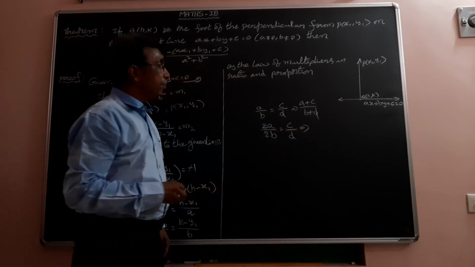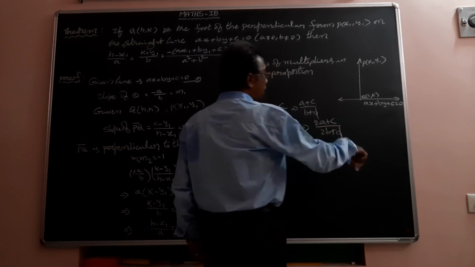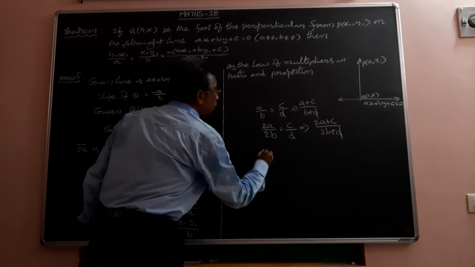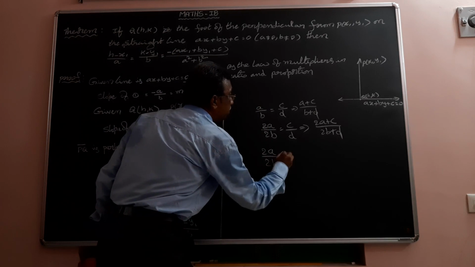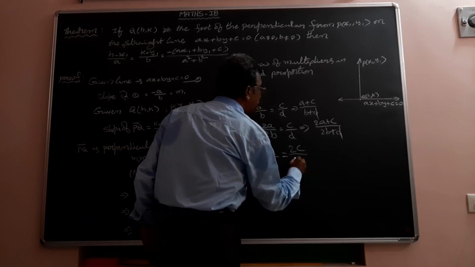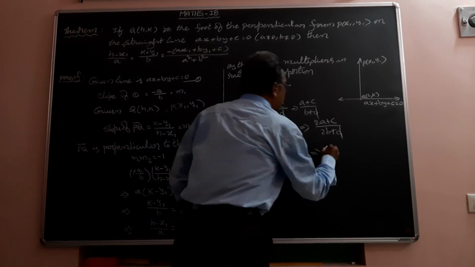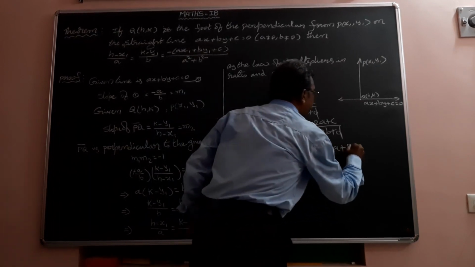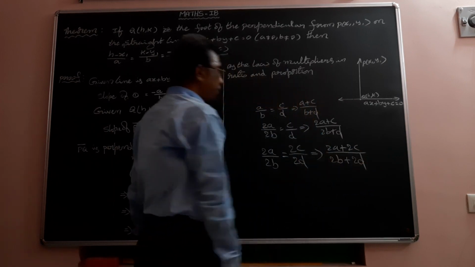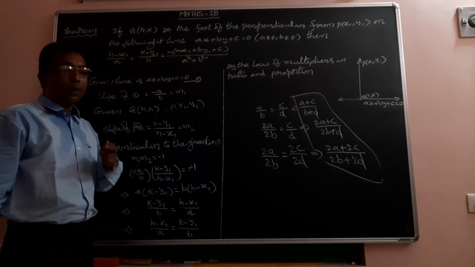How can we write this? (2a plus c) by (2b plus d). Are you understand? Next, a by b equals c by d means now we multiply with 2. 2a by 2b equals, now we multiply again with 2, 2c by 2d. No change in the values. How can we write this? (2a plus 2c) by (2b plus 2d). This is the law of multipliers in ratio and proportion.